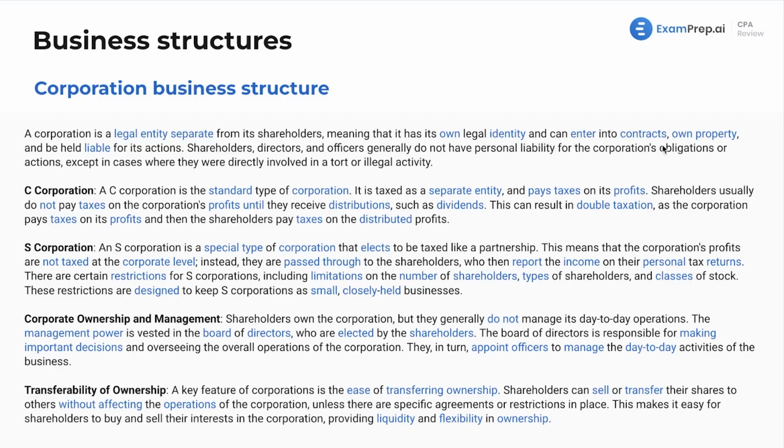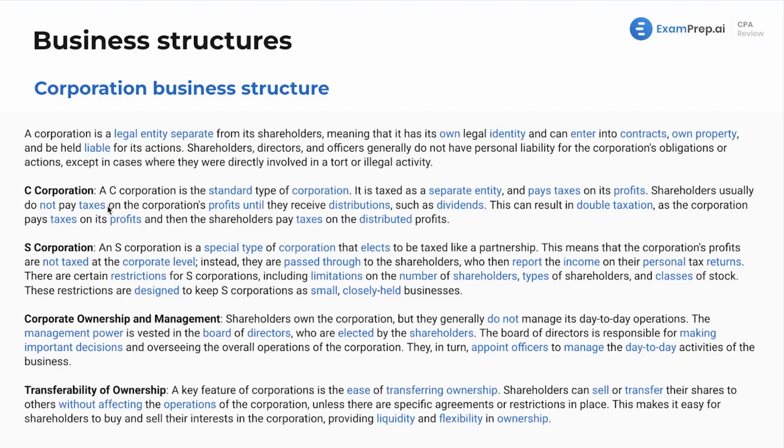They can enter into contracts. The corporation can own property, and it will be held liable for its actions. Now, shareholders, directors, and officers generally do not have personal liability for the corporation's obligations or actions, except in cases where they were directly involved in a tort or illegal act. Yeah, that totally makes sense. But if overall the corporation starts dumping in the river, the corporation's going to be on the hook. You see these stories; they pay a large fine to the government, and everyone goes on their way. No one really goes to jail. Kind of a bummer because corporations get away with a lot of bad stuff.